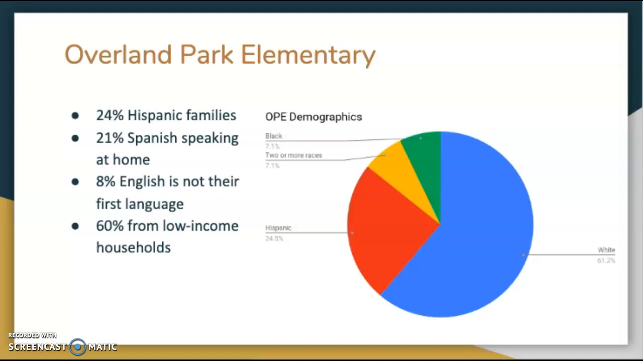So our school has a population with demographics involving 24% of our students are Hispanic and come from Hispanic families, 21% are Spanish speaking at home, 8% English is not their first language, and 60% come from low-income households. I chose to include the 60% of low-income households because it has to do with sometimes the school involvement, whether parents are working multiple jobs or whether they're able to be at home helping out, and that kind of goes into whether communication is something that's easy to do with them.